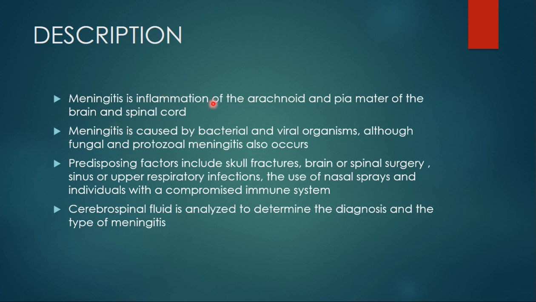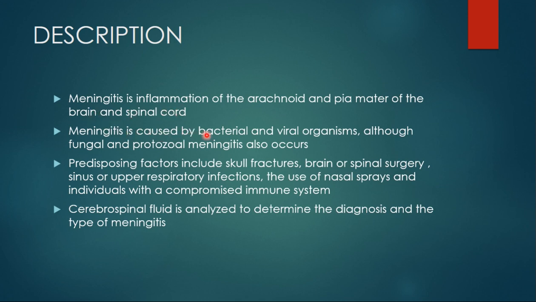See, meningitis is the inflammation of the arachnoid and the pia mater of the brain and spinal cord. What is arachnoid and pia mater? See, meninges have three layers. First is dura mater, arachnoid mater and the pia mater. Dura mater is the outer layer closest to your skull, whereas arachnoid mater is the middle layer, and the pia mater is the inner layer closest to your brain tissues. Clear?